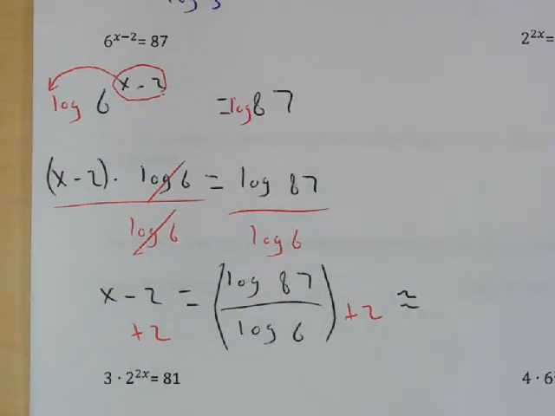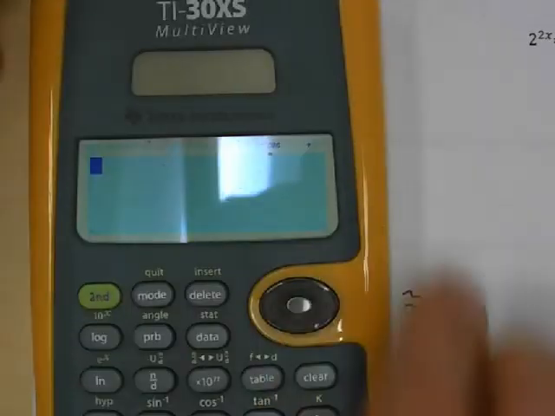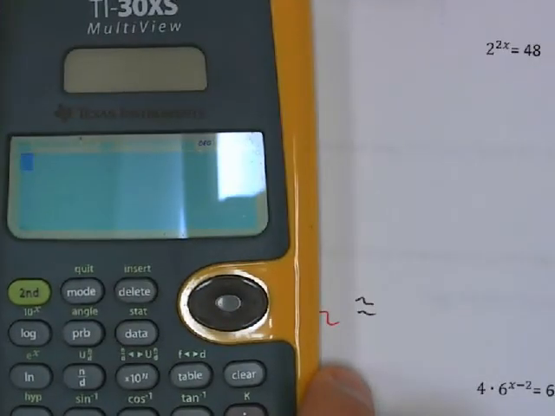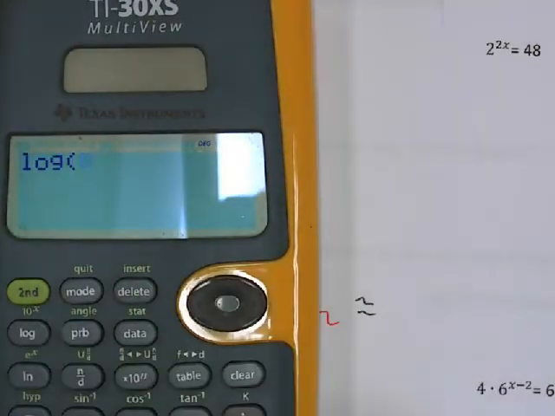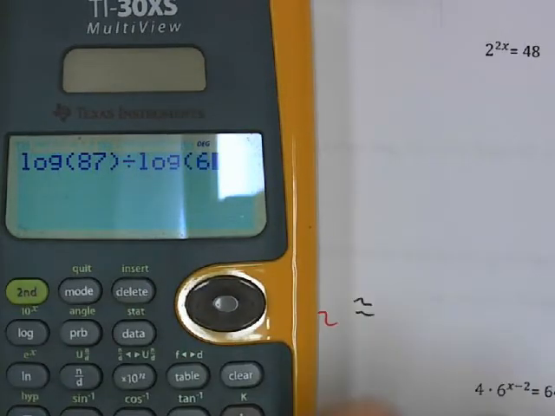Okay, so we'll go to our calculator. Again, I want to figure out what this answer is here, and then just add 2 to it. So we want log of 87 over log of 6. Try to get where there's no glare. Log of 87 divided by the log of 6. And then there's our number. And again, we want to add 2 to it.